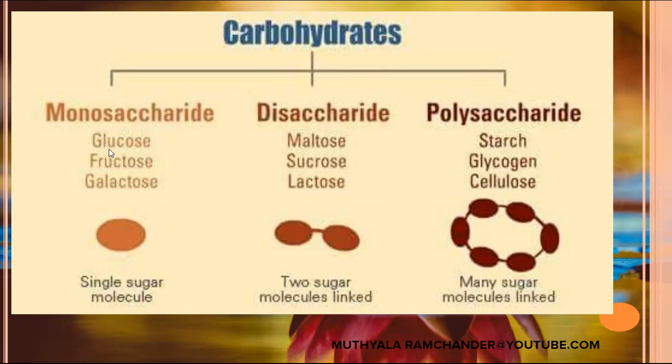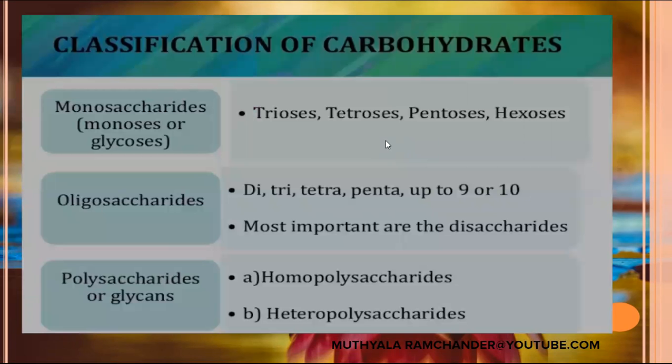So monosaccharides like glucose, fructose, galactose contain only a single sugar molecule. Disaccharides contain two sugar molecules linked with a glycosidic bond, examples: maltose, sucrose, lactose. Polysaccharides contain many sugar molecules linked with many glycosidic bonds, like starch, glycogen, cellulose, and inulin. It is one type of general classification, and there is another classification also about the carbohydrates.